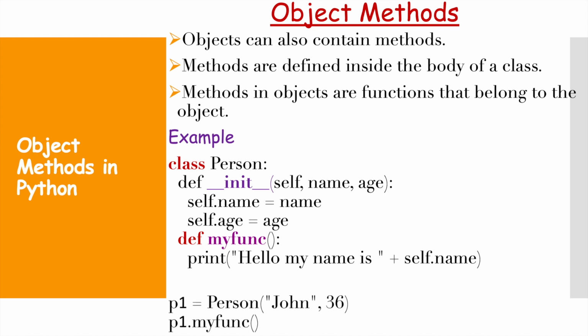Now you're creating the object of the class person, that is P1, and you're calling the class by using the class name, and in the parentheses you're providing the two values or the two parameters that the init method is expecting. So you're passing John for name and 36 for age. So your object P1 has been created. Now you can call the method of the class, that is my function, by using the object name and the dot operator, that is p1.myfunction. So when you're calling this, you're going to get hello my name is John.